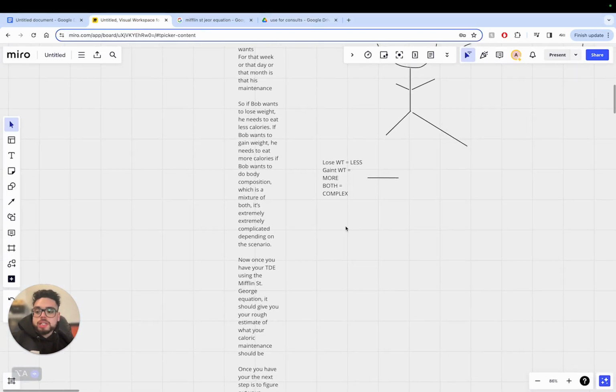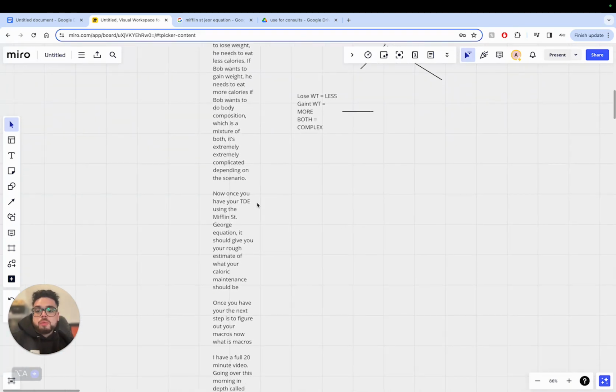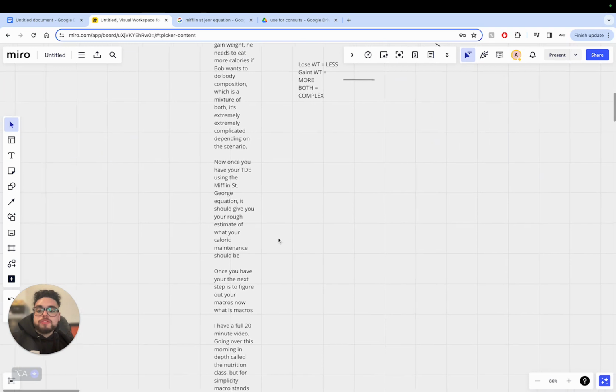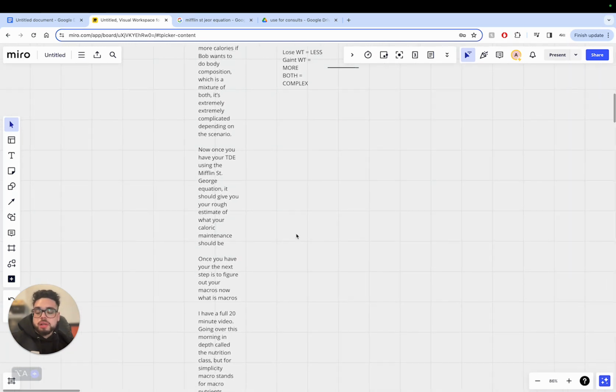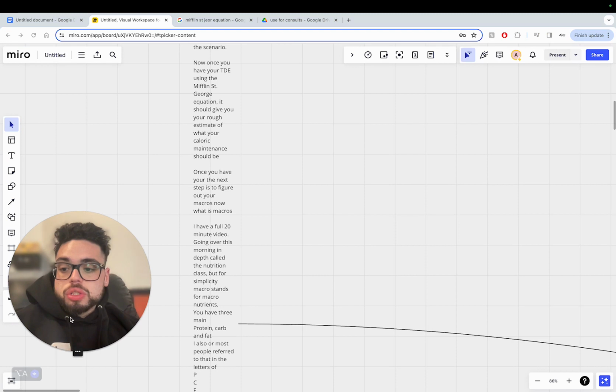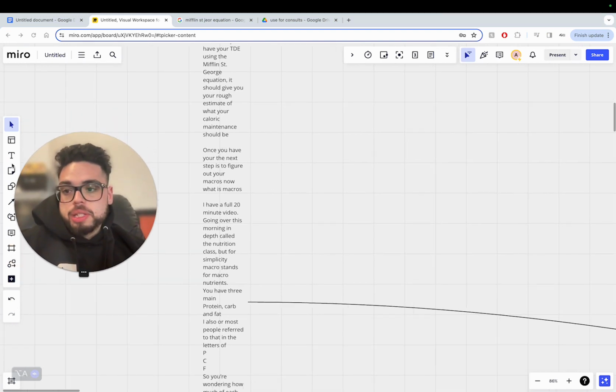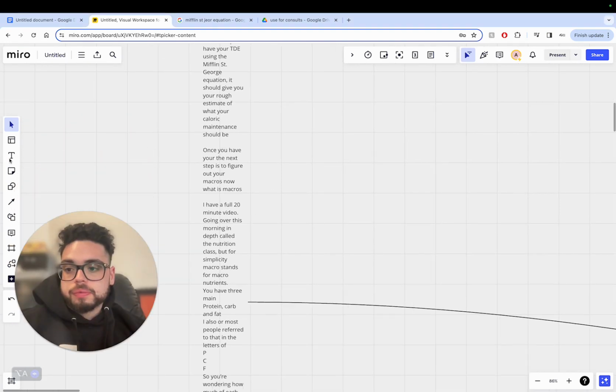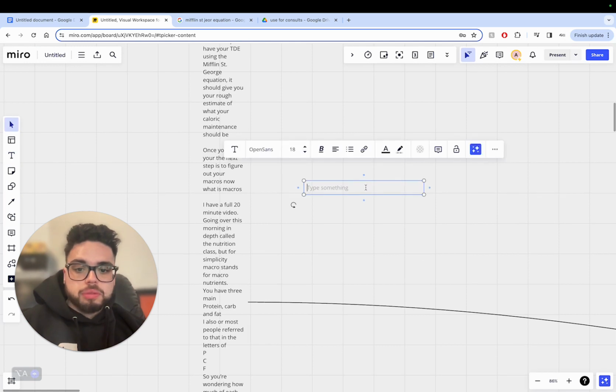But it's really complex because your nutrition has to be really on point and your workouts have to be really on point. Now, once you have your TDEE using this Mifflin St. George equation, it should give you a rough estimate of what your caloric maintenance should be. And once you have that, your next step is to figure out what your macros are. So what are macros? Let me put a text here. Boom. Macros.